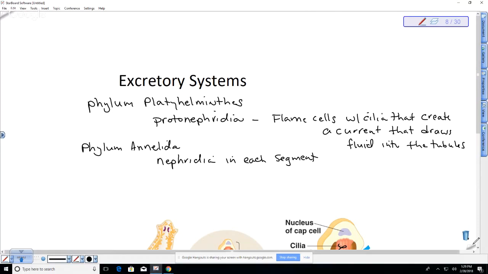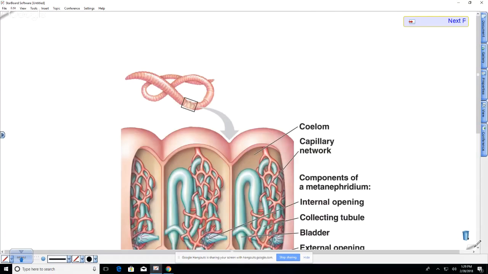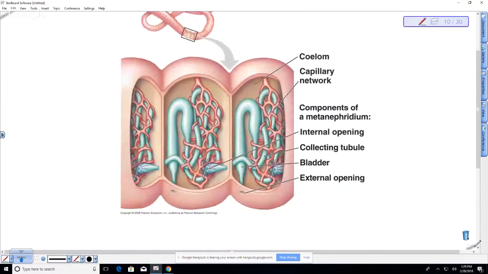So if we look at the nephridia, they look like this. This is in blue. Remember that they have a closed circulatory system, so the capillaries are in red. The nephridia are in blue, and they just draw in the coelomic fluid. Then the good stuff gets taken back up by the blood, and the nitrogenous waste comes out through these openings in each segment. So they just are urinating out of each segment.